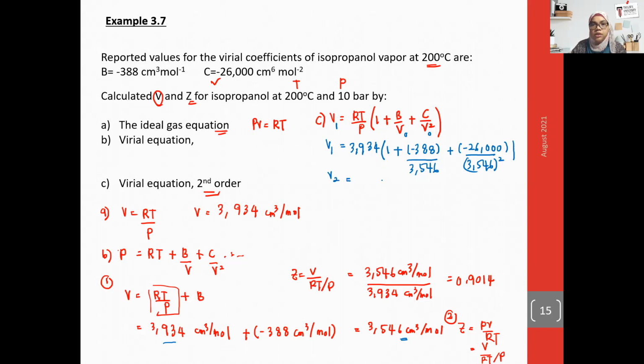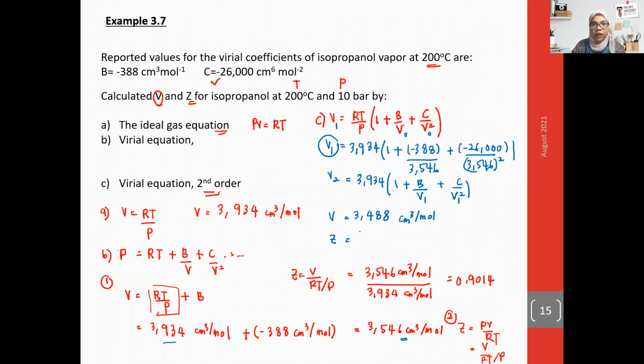Okay, we have another iteration. So 1 plus B over V1. The value of V1 here, you may insert to this. I hope that you are clear. So you may try by your own. So the answer is, after 5 iterations that I did, we have V equal to, not V1, but V. So after 5 iterations, equal to mole. So you can find the value of Z.